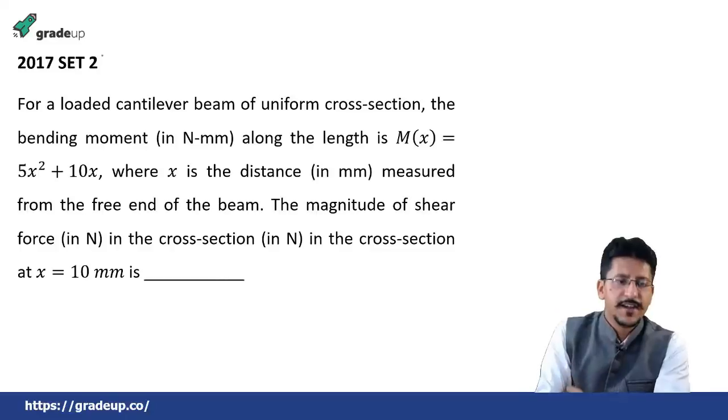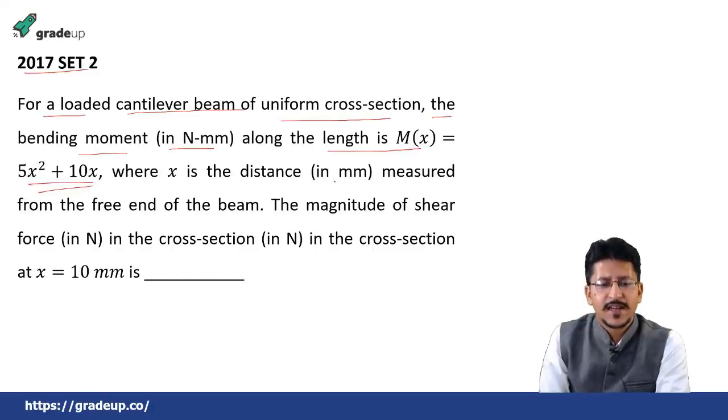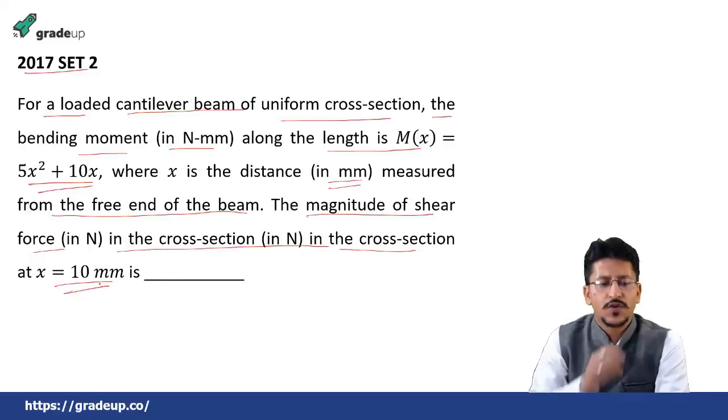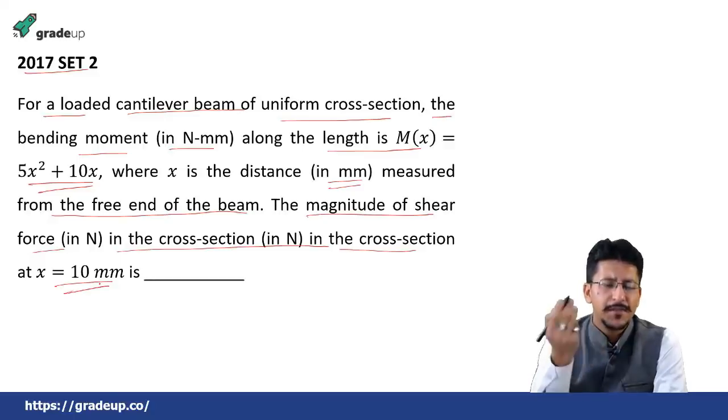Asked in 2017, set 2. For a loaded cantilever beam of uniform cross section, the bending moment in Newton mm along the length is given, where x is the distance in mm measured from the free end of the beam. The magnitude of shear force in Newton in the cross section at x equal to 10 mm is asked. It's a very simple problem, I should say.